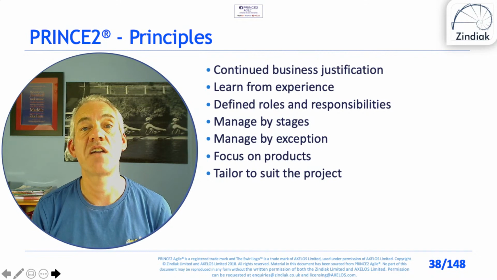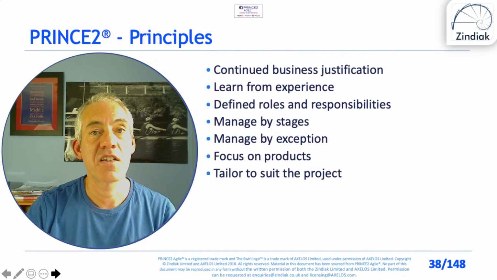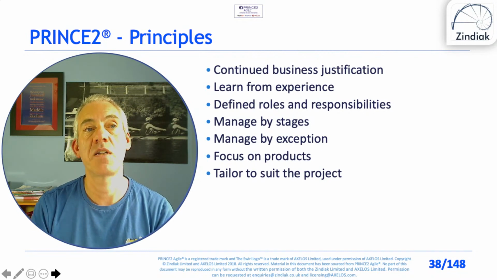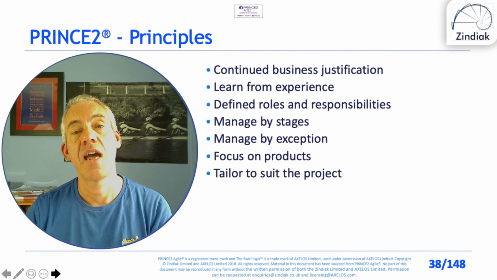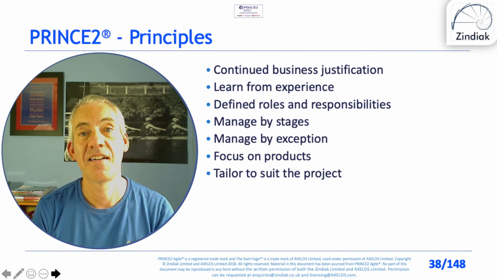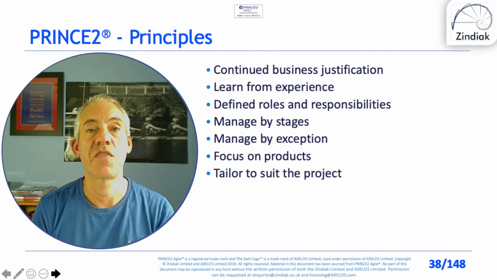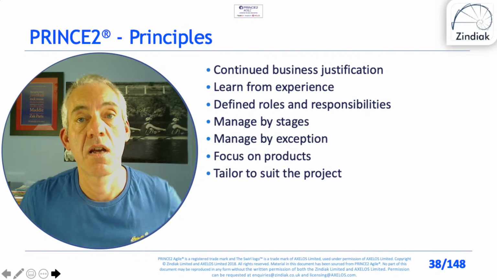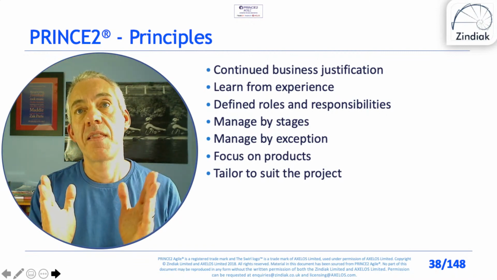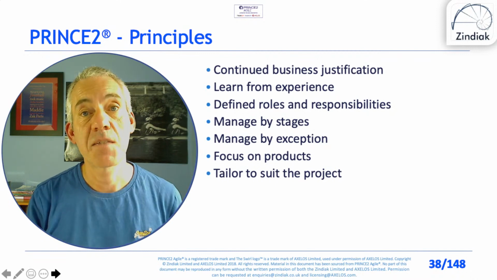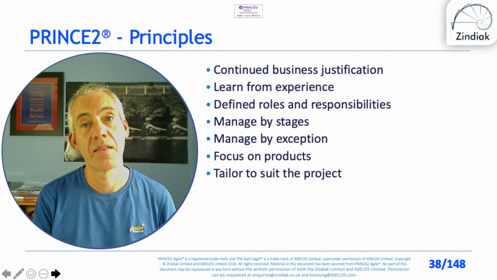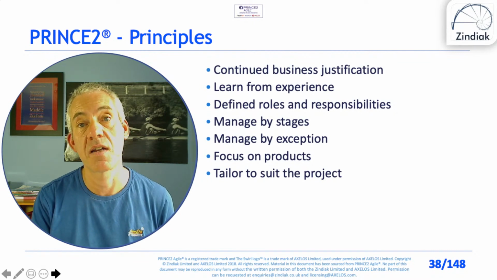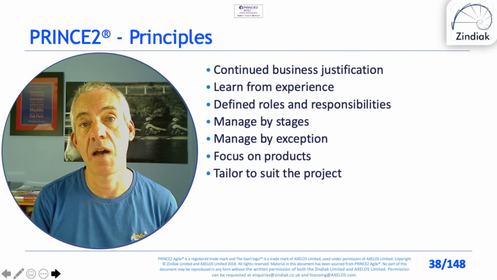Continued business justification. So from the very start of the project, we must have continued business justification. We must have business justification to continue the project. If at any point we haven't got business justification, then we need to stop the project. Clearly, this is where fail fast might help us. If we're going to fail, we want to fail early. It's much easier to stop a project when you haven't really spent much time or resources on it.